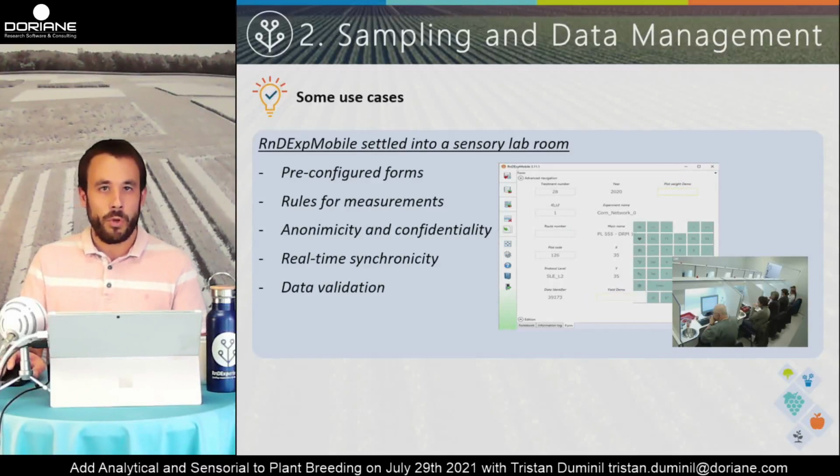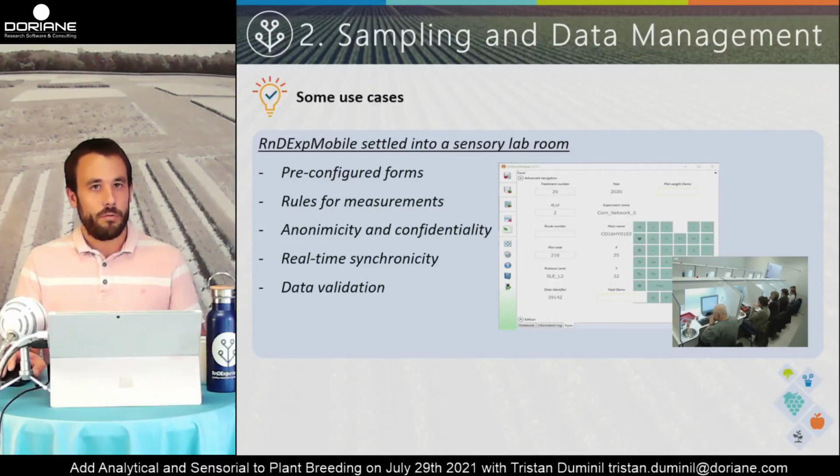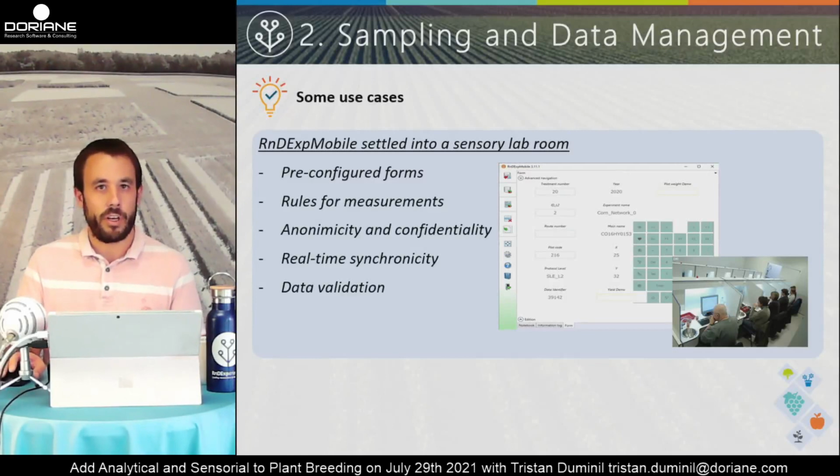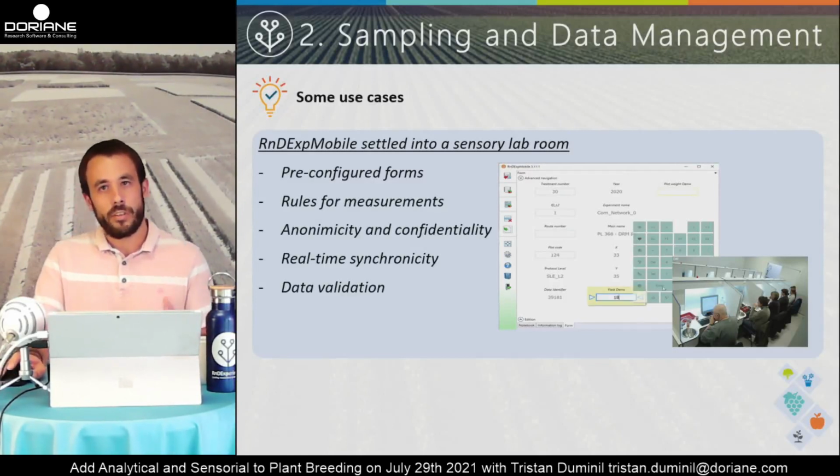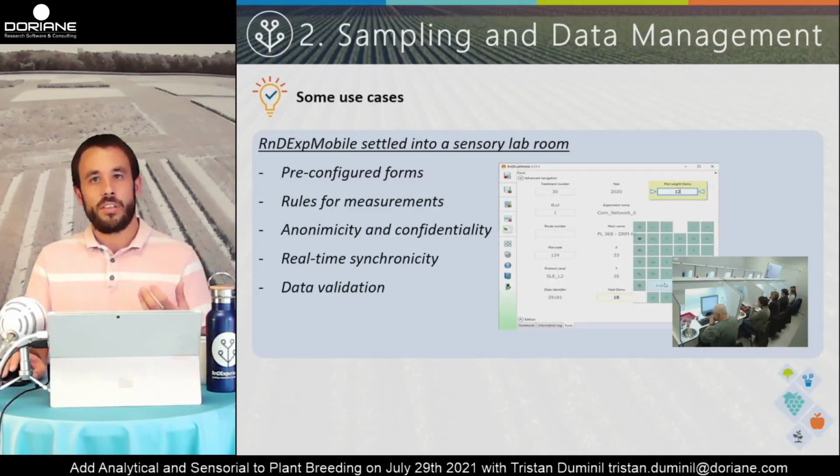And with the deployment, the people involved in this process saved a lot of time, first in recovering the results, which were directly synchronized, and also in data validation, which was very important in this case, launching analytic and hedonic tests.